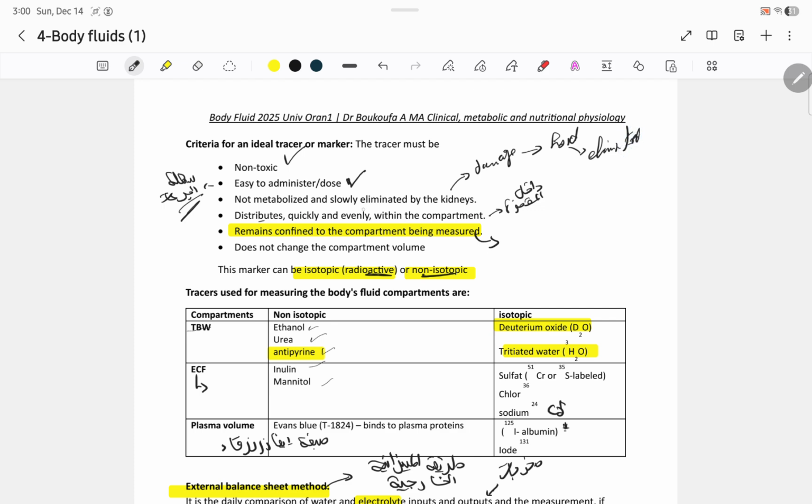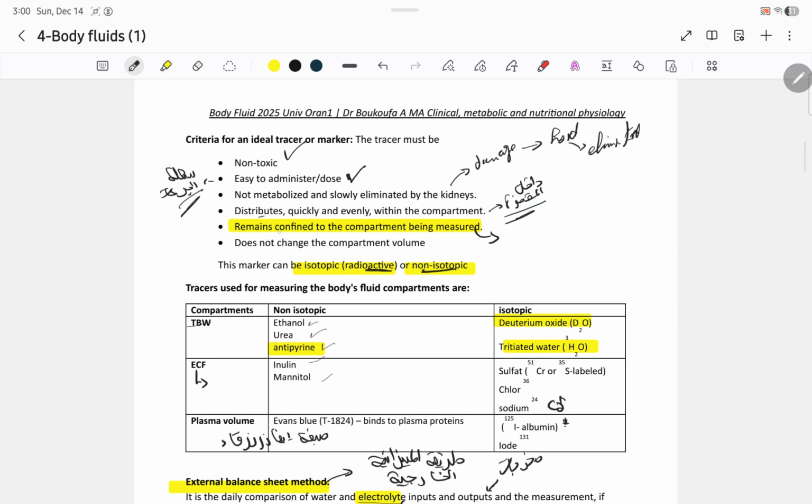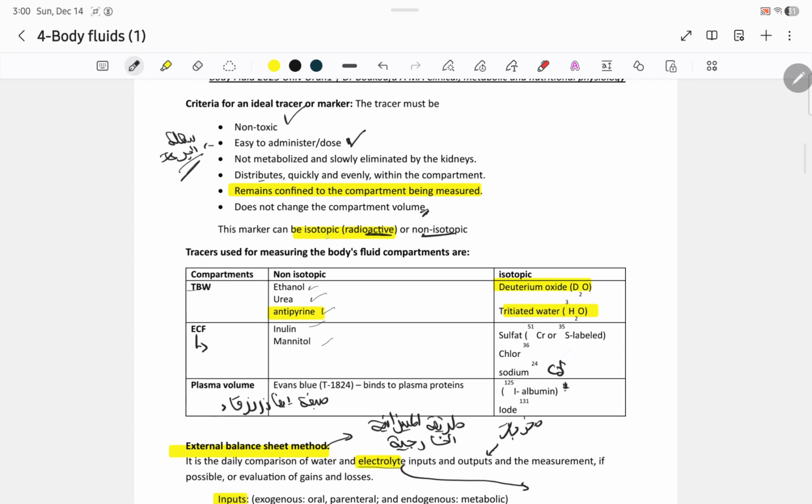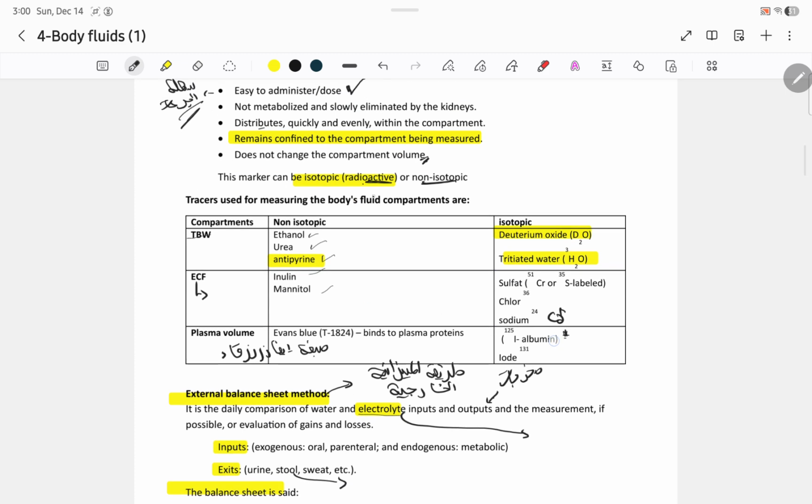So then we have distribute quickly and evenly within the compartment, okay? Remains confined to the compartment being measured, and does not change the compartment volume. This is a so important criteria because we need to calculate the compartment volume, okay? So this marker can be either isotopic, radioactive, or non-isotopic. For the isotopic one, we have a different tracer for all the different compartments.